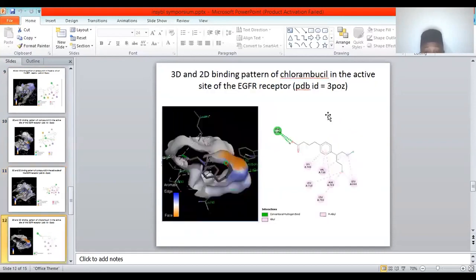And also, this slide contains the reference drug interacting with the EGFR receptor. The compound, which is chlorambucil, interacts with the receptor through the phenylalanine conventional hydrogen bonds, and alkyl and several pi alkyl interactions.